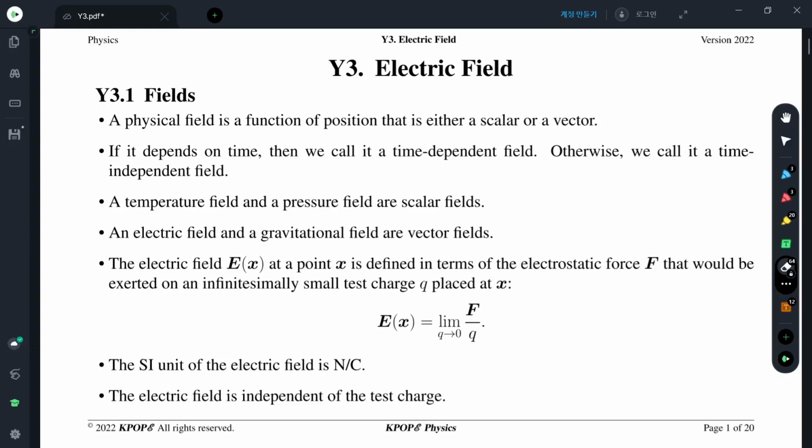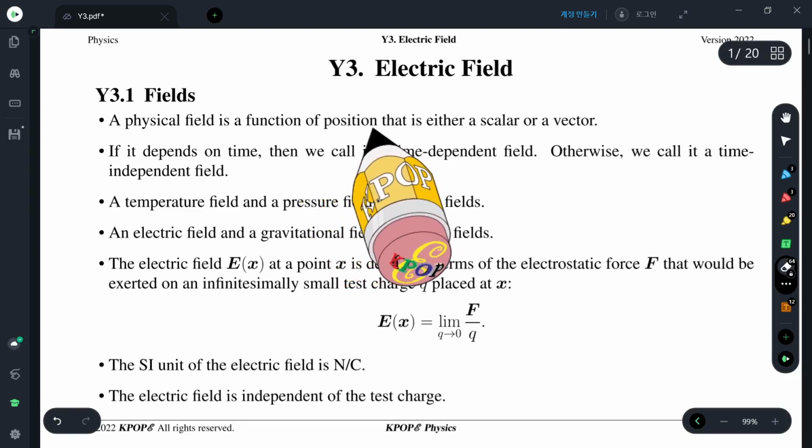Y3E Electric Field. We first consider fields. In physics, physical quantities are, for example, the mass of a single particle, which is a fixed number. However, usually, for example, electric field, magnetic field, gravitational fields, there are various fields. A field is a physical quantity that is a function of position. So it has different values depending on the position.